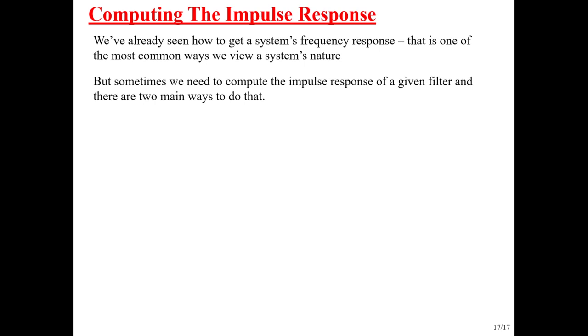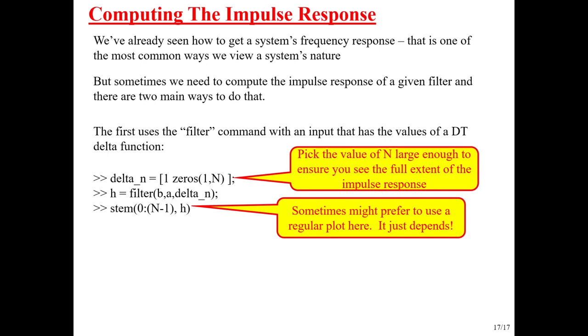So here's one way to do that, or two ways to do that, actually. The first, I just used the filter command, and I used the definition of what is an impulse response. It's the response to a delta function. So I literally create a delta function. I don't need the zeros before it, because remember, the filter command assumes that anything that comes before the signal that you're putting in has zero values. So I just rely on that.